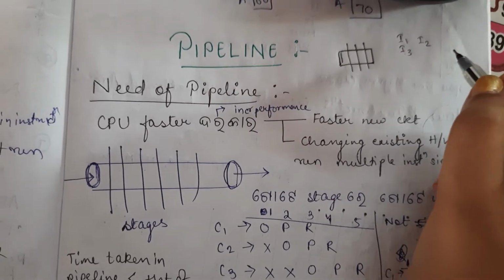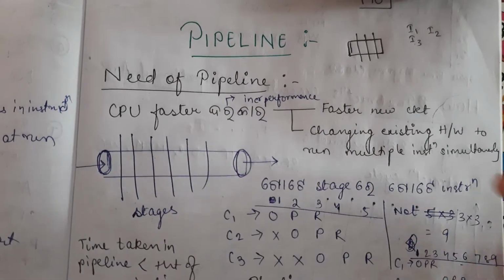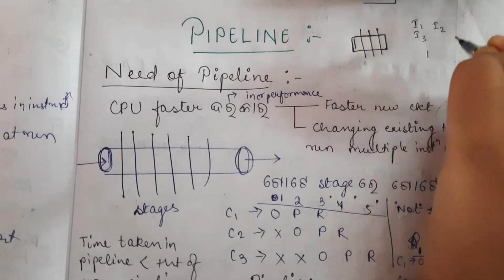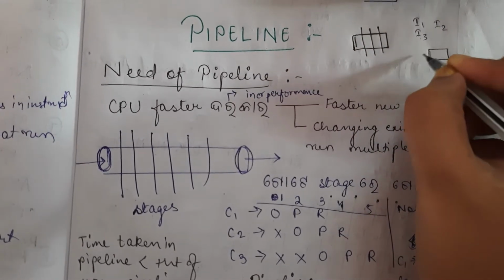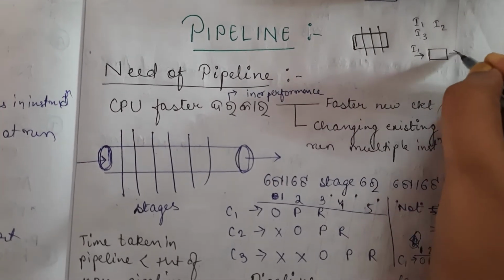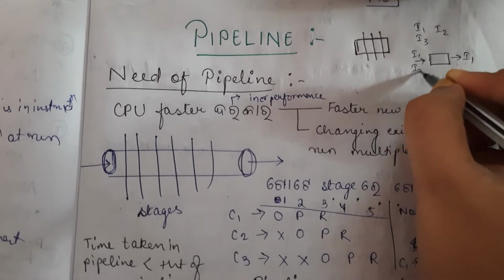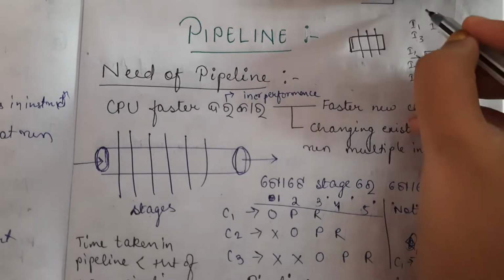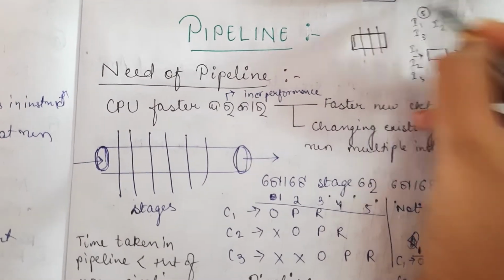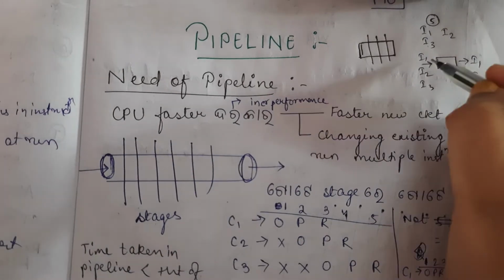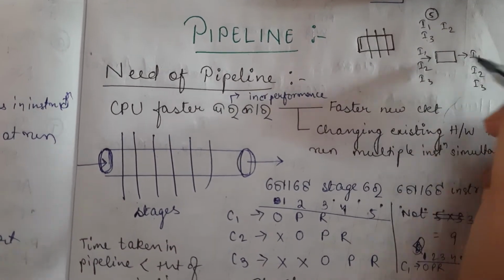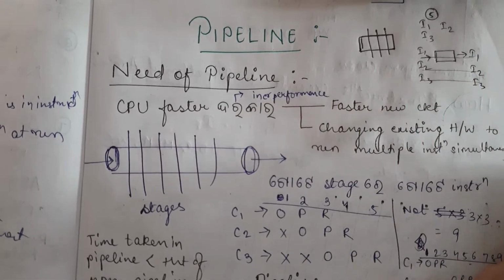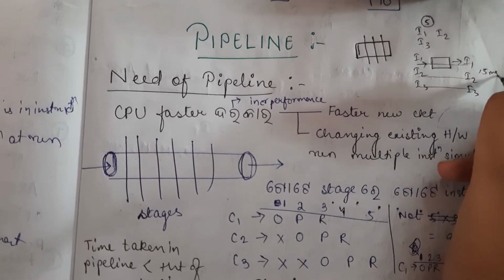If we use a non-pipelining architecture, then we have only one box in which first I1 will go and then come out, then I2 goes and comes out, then I3 goes and comes out. So if each instruction takes 5 milliseconds, then the total time for these three is 5 plus 5 plus 5, that is 15 milliseconds.